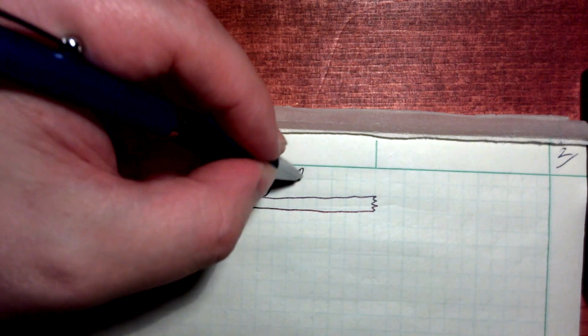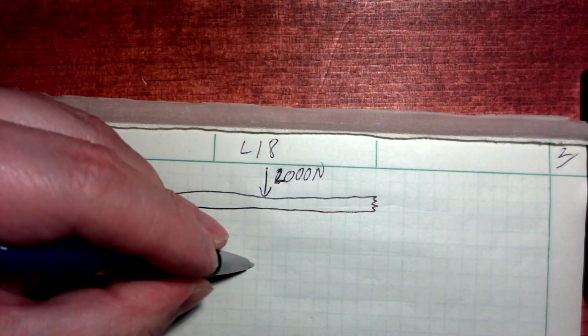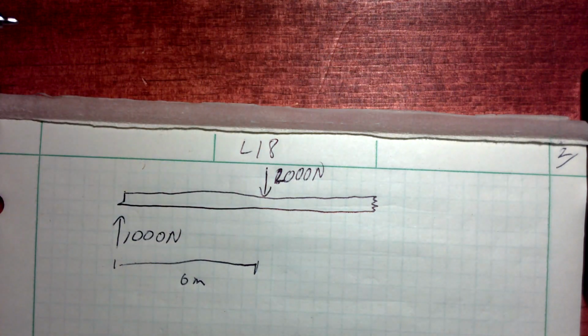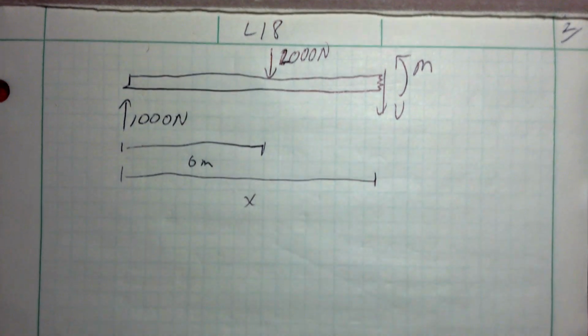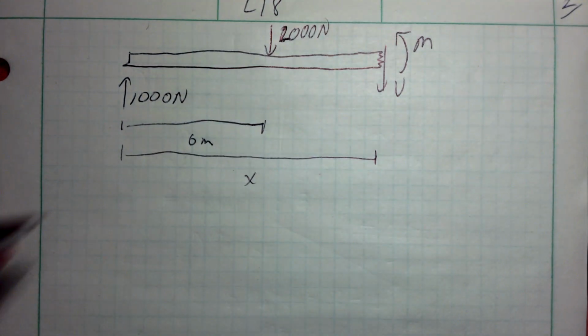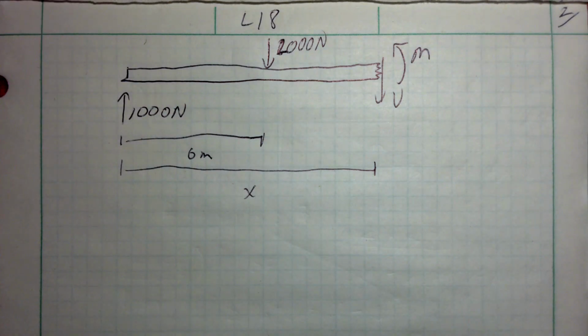So that is 2,000 newtons at a distance of 6 meters. Again, we've cut at this point and exposed a shear and bending moment at some arbitrary distance x. Okay, I'm going to pause it here to keep this video short. I would suggest you do the same, and let's write equations for shear and moment now.